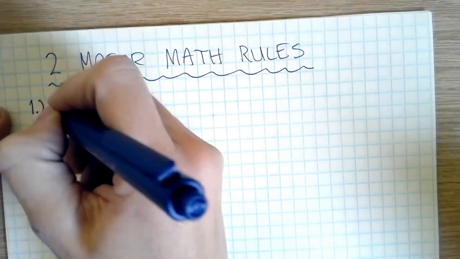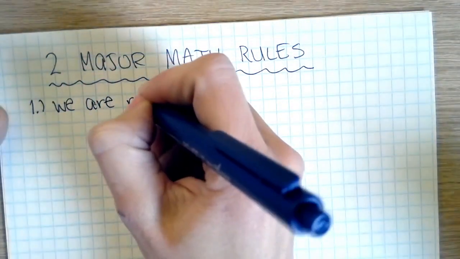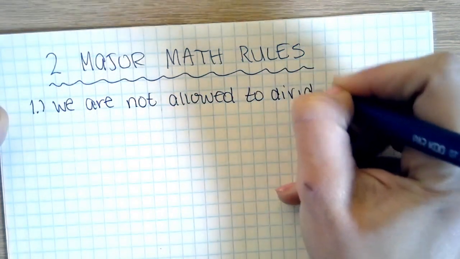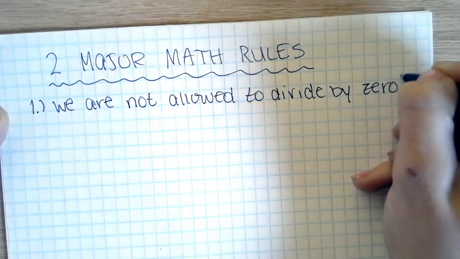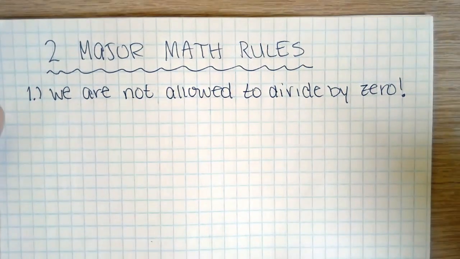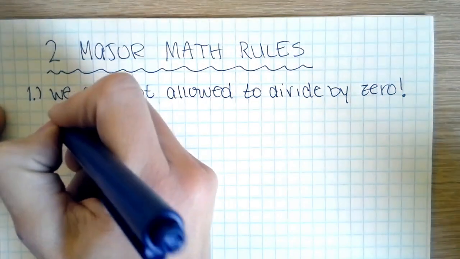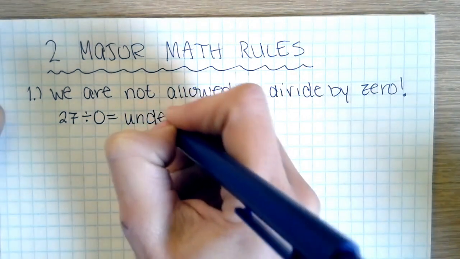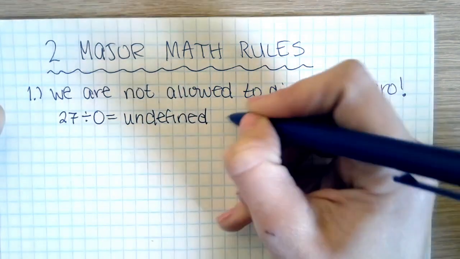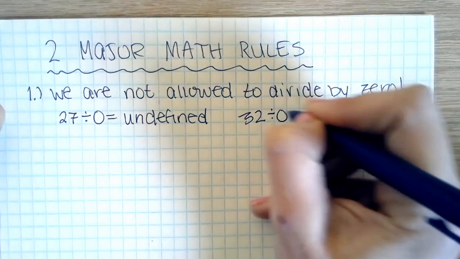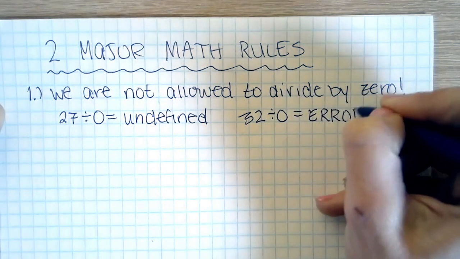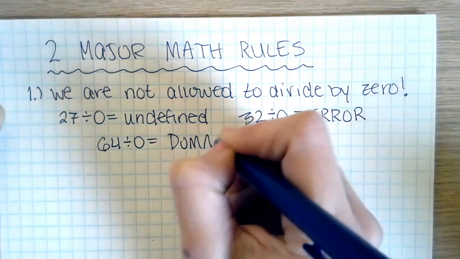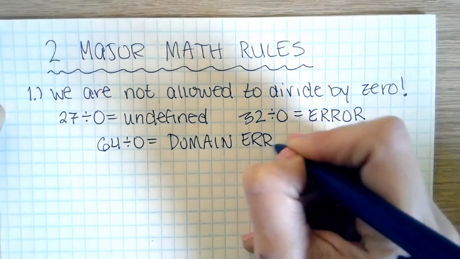One rule is we are not allowed to divide by what number? Good. Divide by 0. Big, big rule in math, right? We're not allowed to divide by 0. So whenever you have division by 0, so I could say 27 divided by 0 equals undefined. Or if you go into your calculator and you type in 32 divided by 0, your calculator might say error. Or it even sometimes says, say, 64 divided by 0, it might even say domain error. It actually uses the word domain.